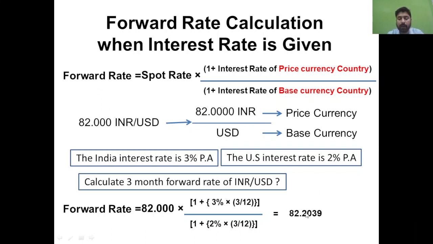So what would happen? What is the benefit of this? Let there be any price after 3 months. Suppose the price goes up to 86, but you will still need to pay only 82.2039 for 1 USD. So you will be stopping the unnecessary risk because of the price fluctuations that could happen, that could hamper the revenue of the company. So that is the benefit of hedging. So that is the benefit of this forward rate calculation that you understood.